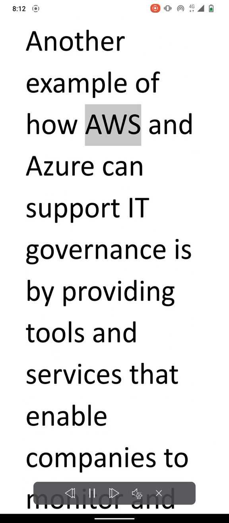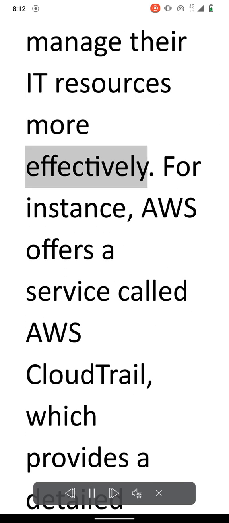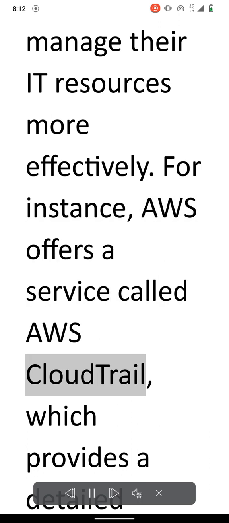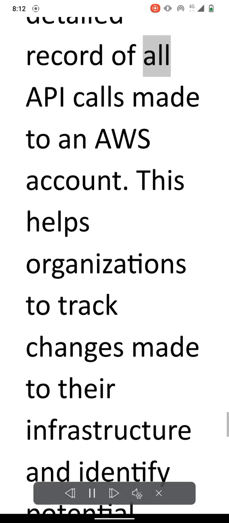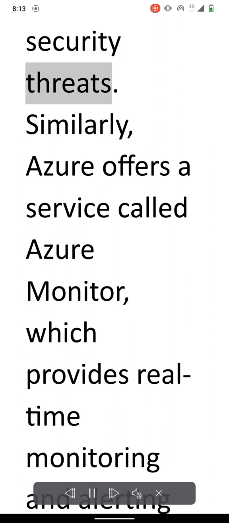Another example of how AWS and Azure can support IT governance is by providing tools and services that enable companies to monitor and manage their IT resources more effectively. For instance, AWS offers a service called AWS CloudTrail, which provides a detailed record of all API calls made to an AWS account. This helps organizations to track changes made to their infrastructure and identify potential security threats.